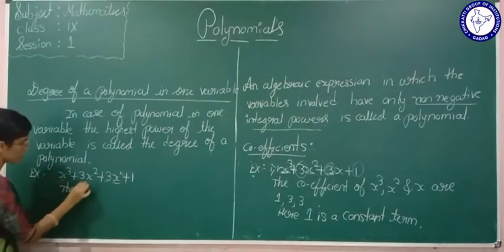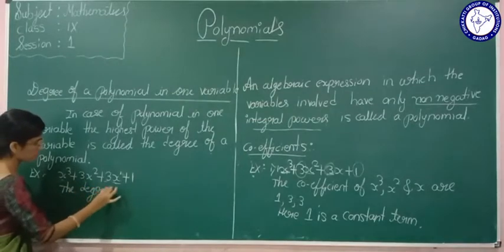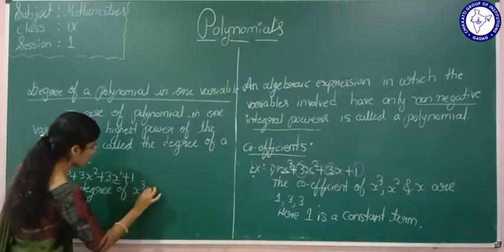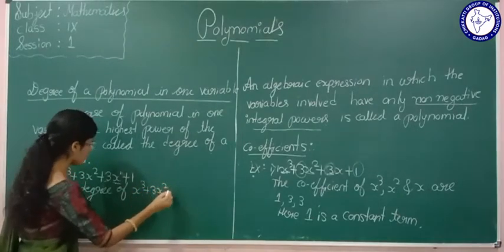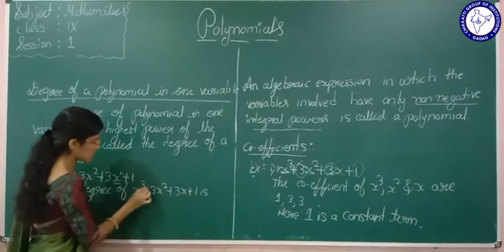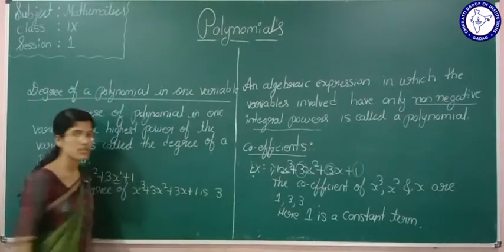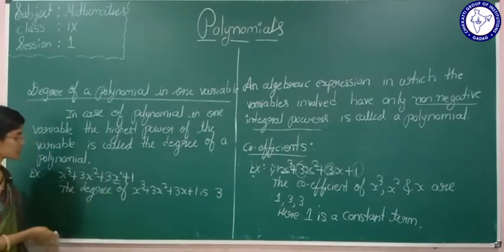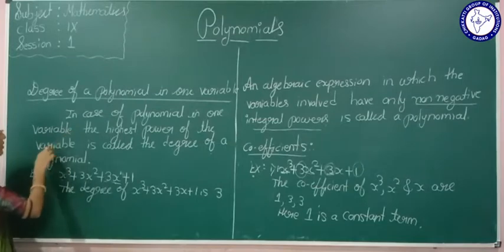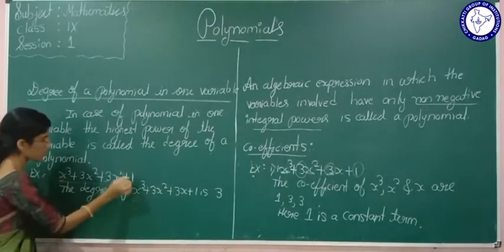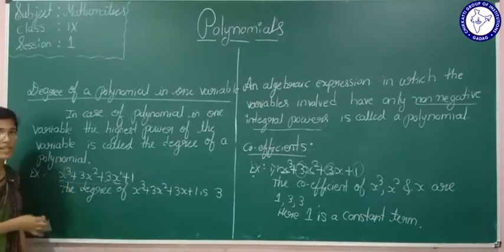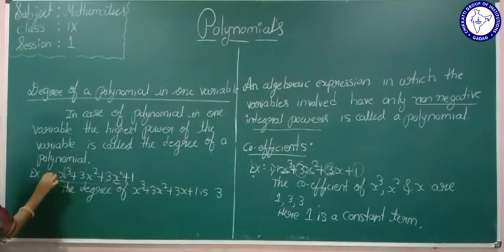What we can tell? The degree of x cube plus 3x square plus 3x plus 1 is, what is the degree? It is 3. So what is the degree of the polynomial? The highest power of the variable. So which is the highest power of the variable? Here highest is 3. Therefore the degree of this polynomial is 3. This is about the first one.